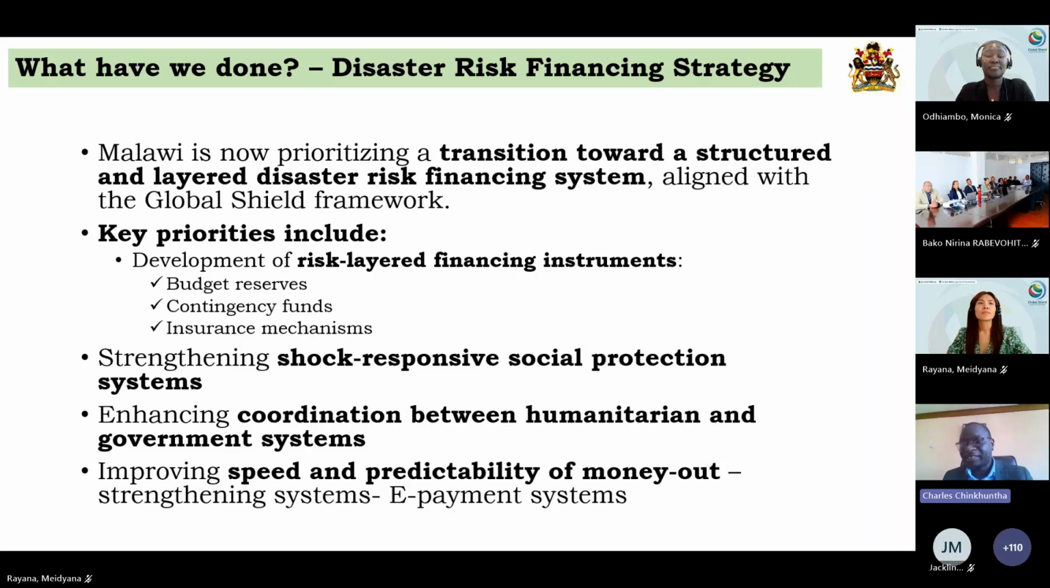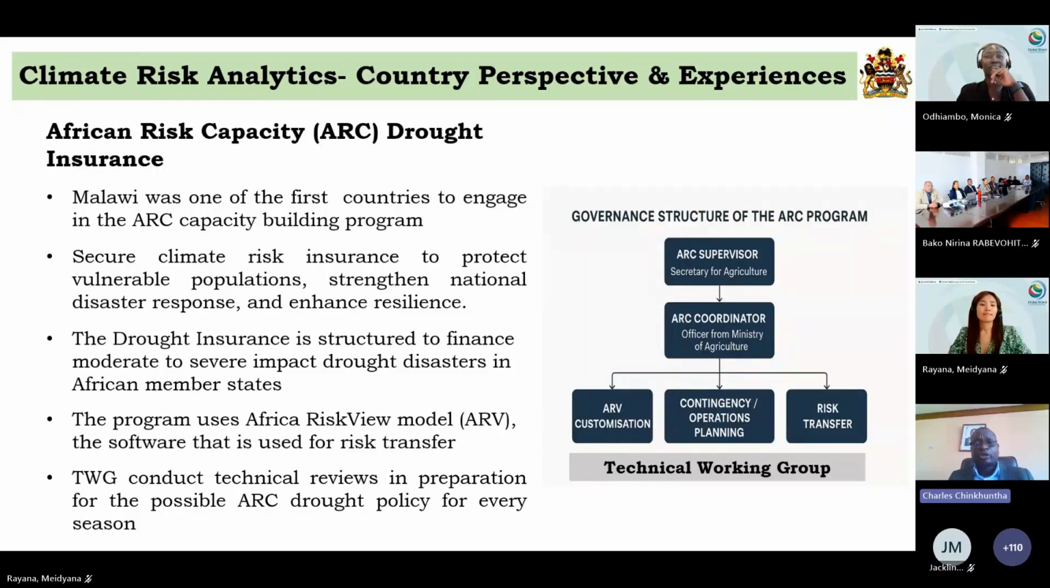So what have we done? We have developed a disaster risk financing strategy, which is a blueprint to prioritize financing towards disaster risks. So key priorities there include the development of risk-layered financing. This is now where we are talking about the budgetary reserves, contingency funds, and insurance mechanisms. The idea is to strengthen shock-responsive social protection and also to enhance coordination between humanitarian and the government systems in response to these disasters. And the strategy also helps to improve speed and the predictability in that space.